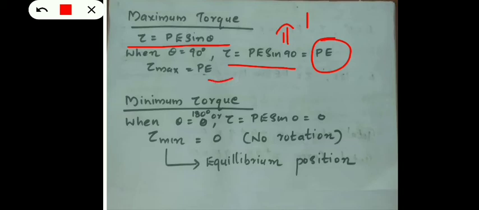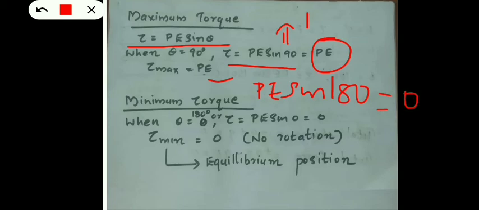Then when will this torque be minimum? When theta equal to 0 or when theta equal to 180 degree, torque will be PE sine 0. Similarly, when theta equal to 180 degree, what will be torque? PE sine 180. Sine 180 is also 0. So torque will be 0. So when torque is 0, this is the minimum value of torque.